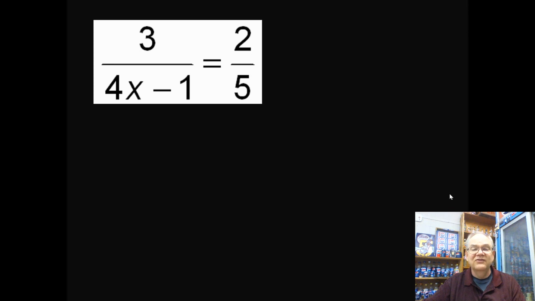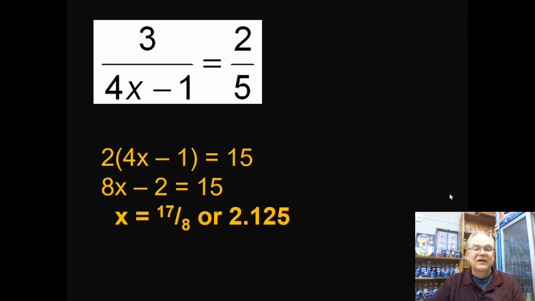Here's one more that you can take a minute and see if you can cross multiply and come up with a correct answer. And it turns out that what we're going to end up with is 2 and 1/8, that's 17/8, 2.125. Again, you've got to basically take the 2 and distribute it times 4x minus 1, and then solve the equation that's left after that.